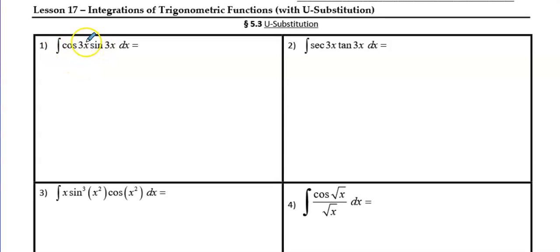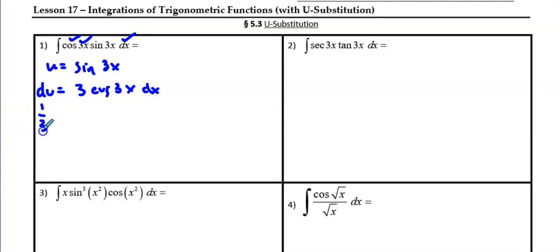So when you're looking at sine and cosine, and this is always the case, so for cosine 3x, sine 3x, whenever you do this, your u is going to be sine of 3x, okay? And then your du is going to be 3 cosine of 3x dx. All right, so we talked about that before. So we like this because we have the cosine, we have the 3x, and we have the dx.